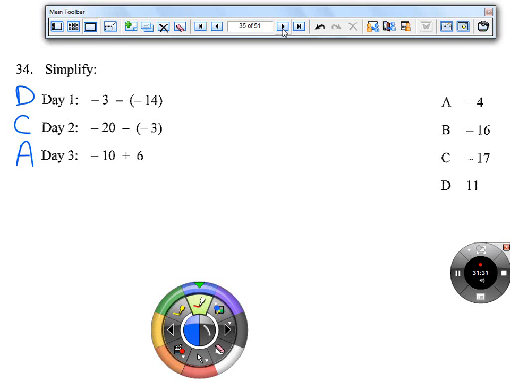Simplify. I'm going to do day 1, so that would be -3. Whenever I see 2 negatives like that, I would immediately make it a plus. So then it's -3 plus 14, which is actually 11. So that's D.